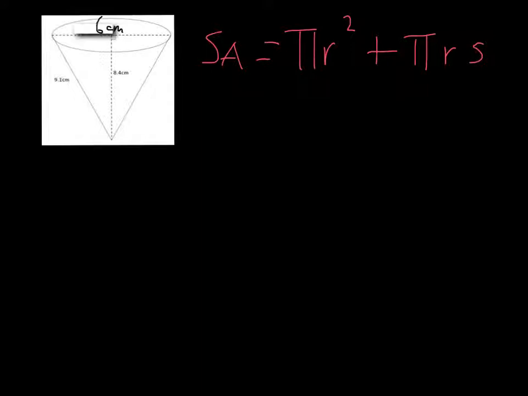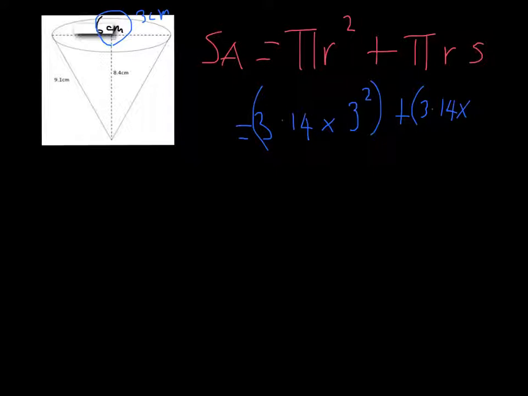In this case, we have the information we require, so we can go straight away and use the formula. So pi is 3.14 times the radius. The diameter here is 6, so half of that for the radius is going to be equal to 3 centimeters. So 3.14 times 3 squared, I'll put the brackets in there to show that, plus 3.14 for pi, times just the radius, times the slant height. You can see that the slant height is given in this one, so times 9.1. This makes it straightforward to find the surface area of this cone.